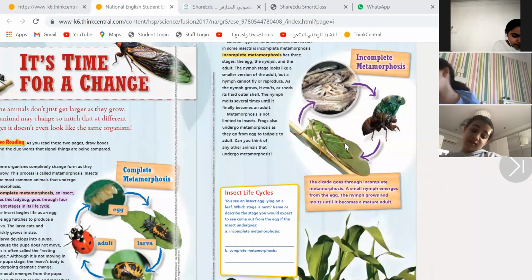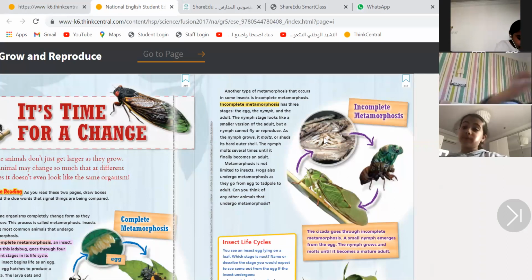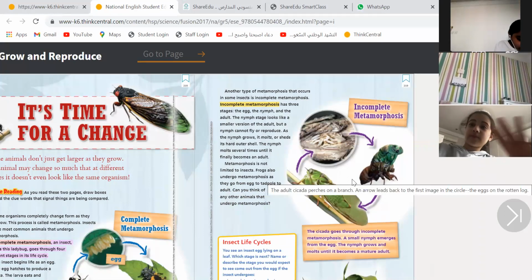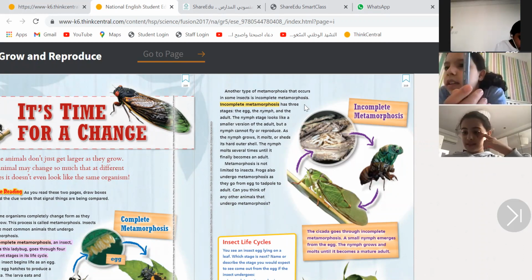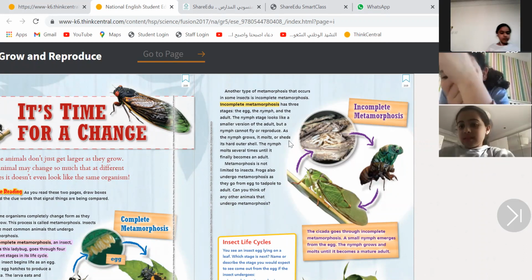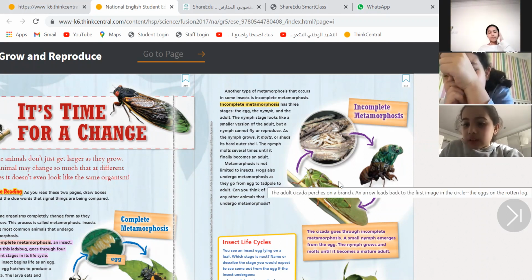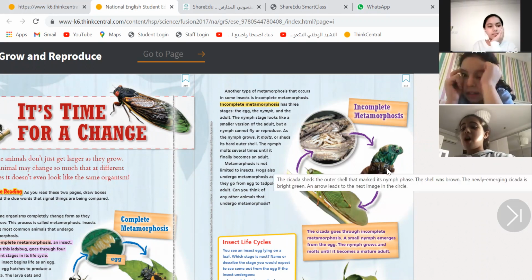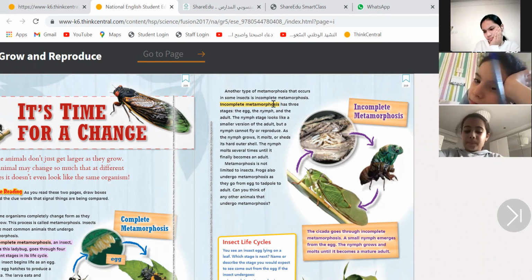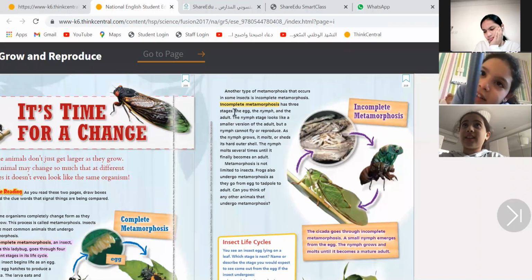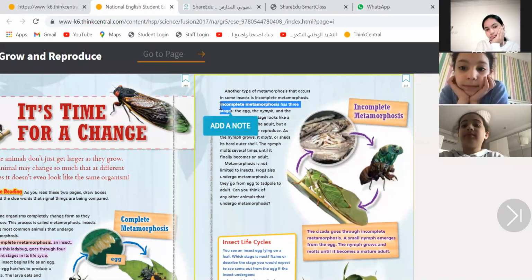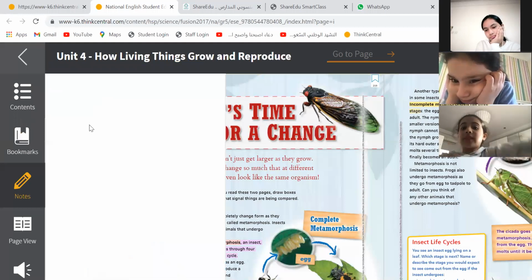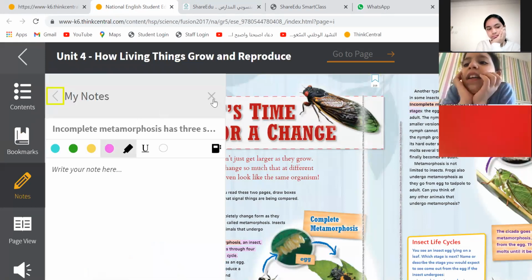Now let's take a look at this grasshopper. How many stages does the grasshopper go through? Only 3, so it is incomplete. And usually the second stage is a nymph. That means it looks a little bit like the parent, but it doesn't have wings. Okay? So incomplete metamorphosis has 3 stages: egg, nymph, and adult. Okay? So incomplete metamorphosis has how many stages? 3.